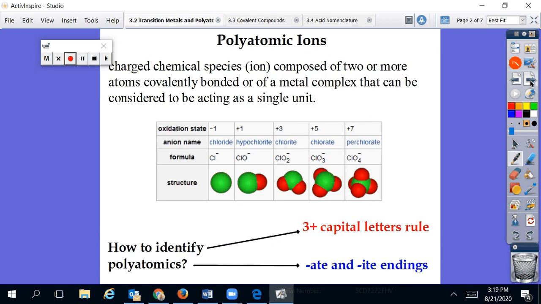Okay, to start with, we're going to talk about what a polyatomic is. A polyatomic is a group of two or more atoms that are covalently bonded together, or they're a metal complex, but they act as one unit. And they are an ion. So we call it a polyatomic ion, many atoms ions. They behave as one thing. So you can treat them as if they are one atom, like they're glued together and they can't be broken apart.